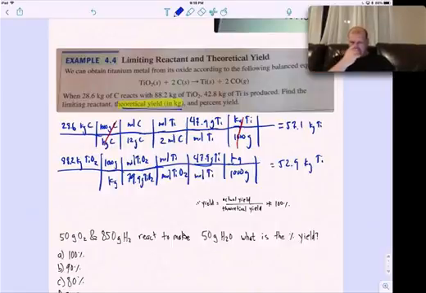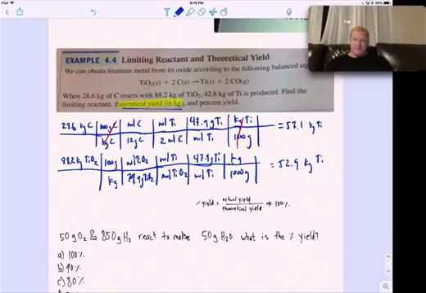Okay, I'm back. I've done the calculation. Looking at the carbon, 57 kilograms is what would be produced. And looking at the titanium dioxide, 52.9 would be produced. So the limiting reagent is the titanium dioxide.